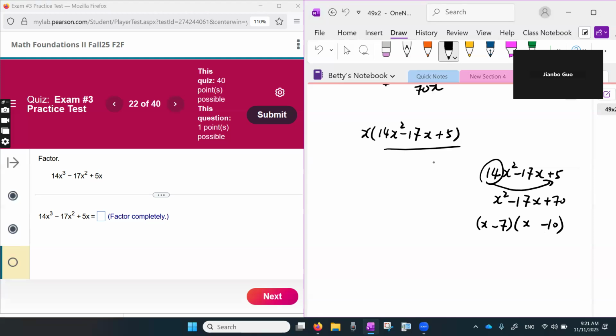And then we're going to divide the two numbers we got earlier by the leading coefficient 14. Do not forget to simplify. 7 over 14, half. 10 over 14, 5 over 7. And then we're going to slide it back here. Then the trinomial inside the parentheses can be factored as 2x minus 1 times 7x minus 5.